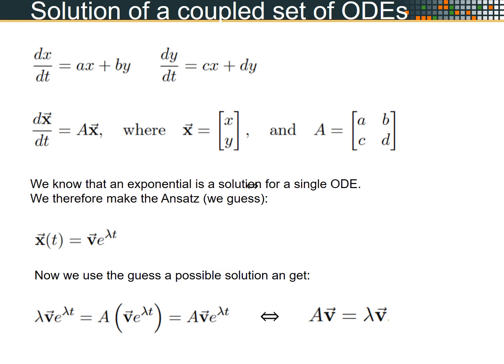If we have such a linear differential equation, a general way to solve that is to make a so-called Ansatz. So we make a guess. And the guess would be that we have exponential behavior. So we would guess that we have a speed with which the system is changing times e to the power of lambda t.